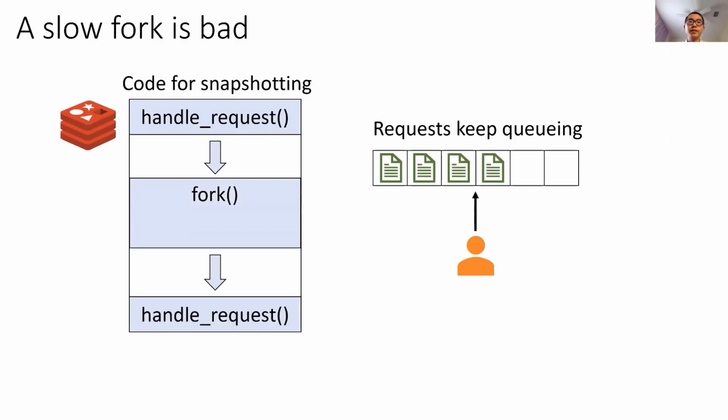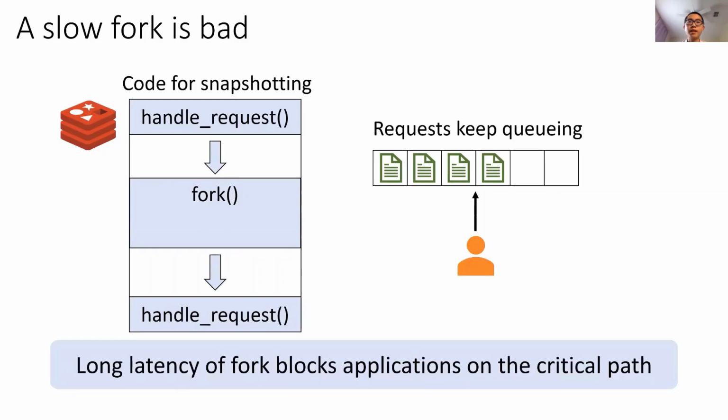Fork call blocks Redis from handling user requests, and just like Redis, there are many other applications that call fork on their critical paths. Such high tail latency caused by fork is unacceptable in many latency-sensitive settings.